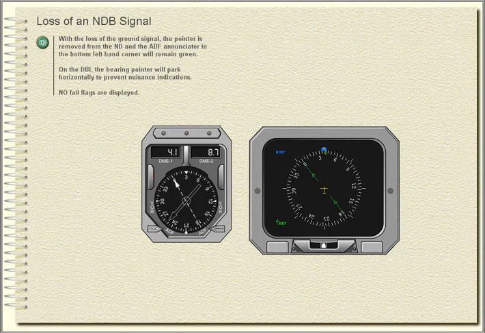Loss of an NDB signal. With the loss of the ground signal, the pointer is removed from the ND, and the ADF annunciator in the bottom left-hand corner will remain green. On the DBI, the bearing pointer will park horizontally to prevent nuisance indications. No fail flags are displayed.